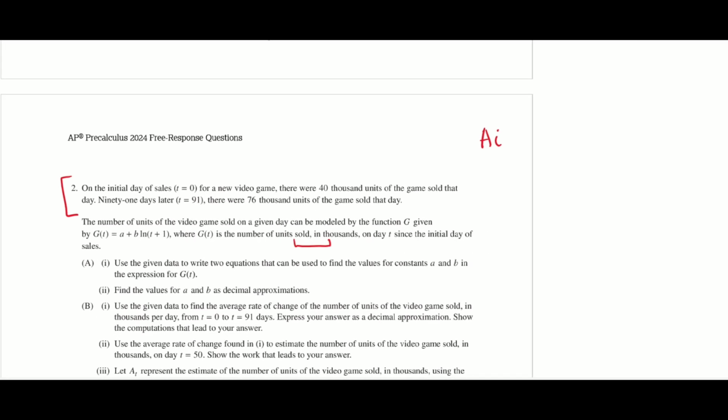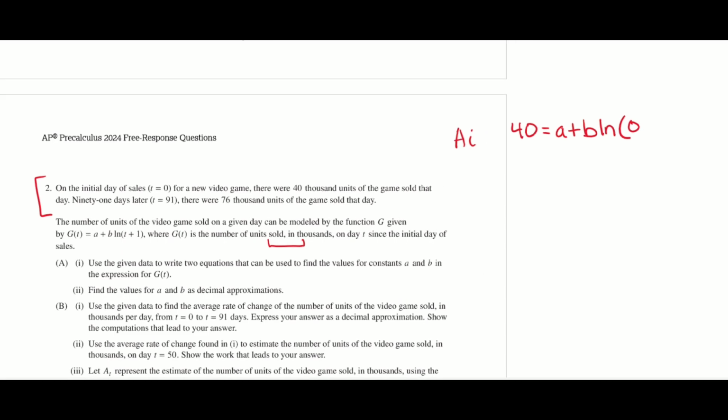So G of t is equal to a plus b ln of t plus 1. That is the function G. So we plug in 40, which is G of t, is equal to a plus b ln, and we're given that t is equal to 0 when it's at 40. So 0 plus 1. Again, we're just writing two equations that will help us find the a and b values. You don't have to derive any equations for this first part. The second equation would be 76 is equal to a plus b ln, and it's at 76 when the t value is 91, so we do 91 plus 1. And then in A part 2 is when we solve for the a and b constants.